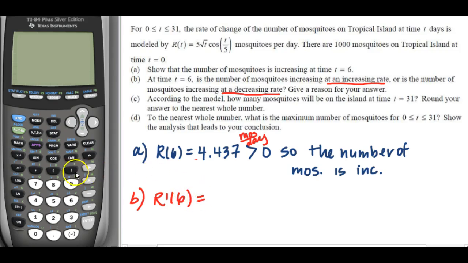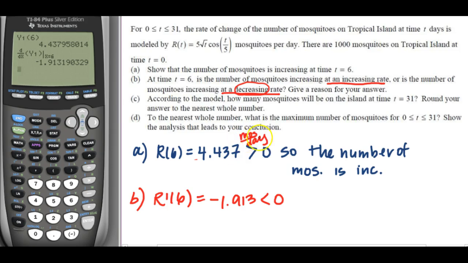So to find r prime of 6, I can go back to my calculator. I still have r stored as y1. So now I need a derivative. So math 8. And I have d/dx of the stored function y1. And I want that evaluated at 6. So since this is a negative quantity, r prime of 6 is negative 1.913, which is less than 0. So the number of mosquitoes is increasing at a decreasing rate.